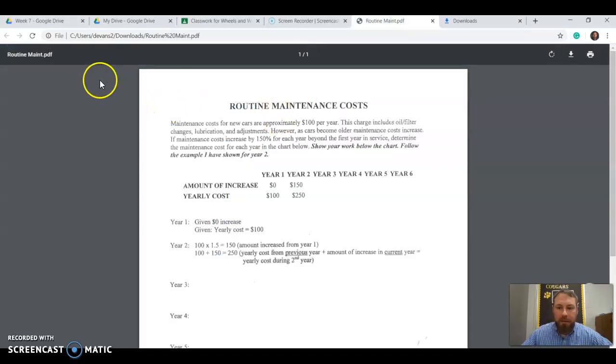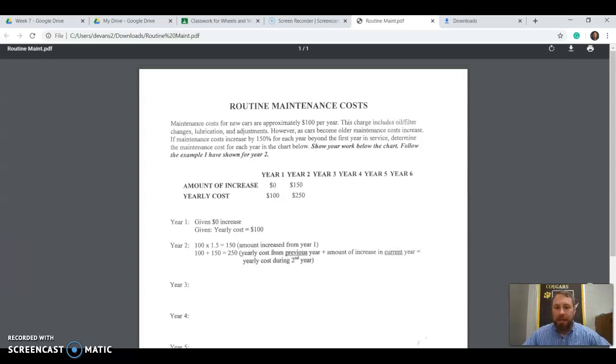All right, the last little bit of this project is three worksheets in the back part of the packet: routine maintenance costs, fuel costs, and registration costs for each of the vehicles. So I'm going to go through routine maintenance first. The key here with the routine maintenance is this is just a base calculation. So this will be for all of the vehicles.